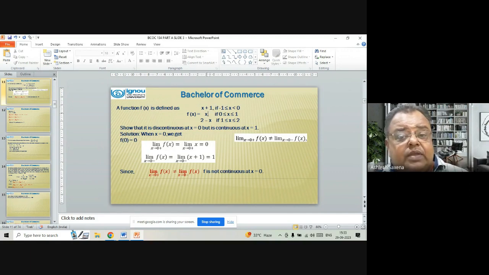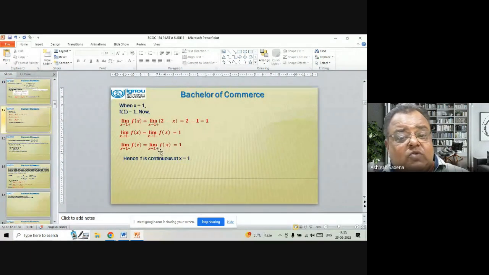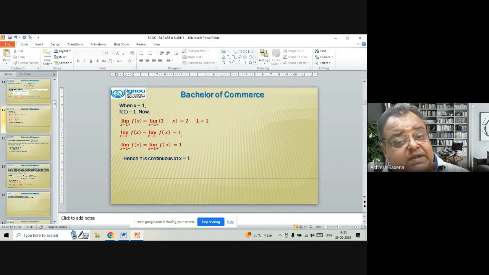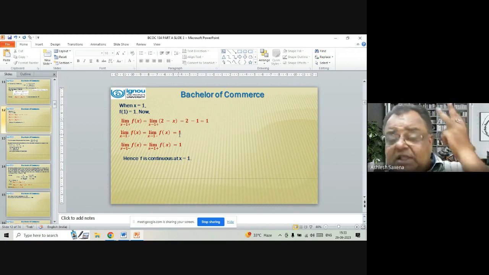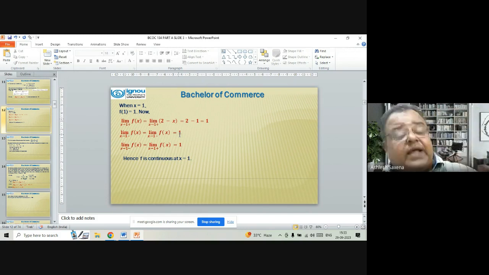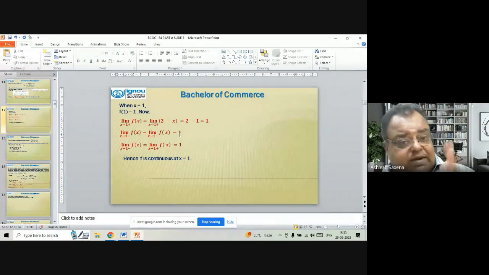Here we will be applying the limit x tends to 1. We are going to get 1. That means here we see that the value at f(1) is 1, f(x) as x tends to 1 plus is 1, and f(x) as x tends to 1 minus is 1. That means all the three conditions are satisfied. We can say that the function is continuous at x equal to 1.